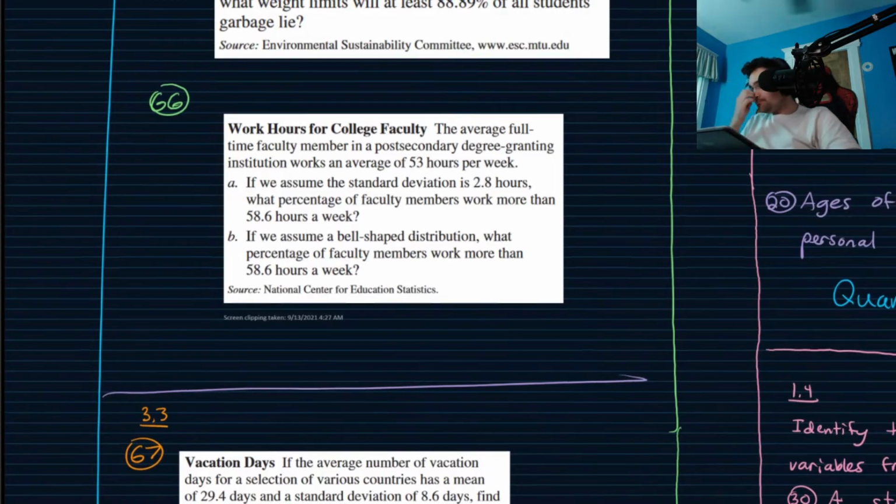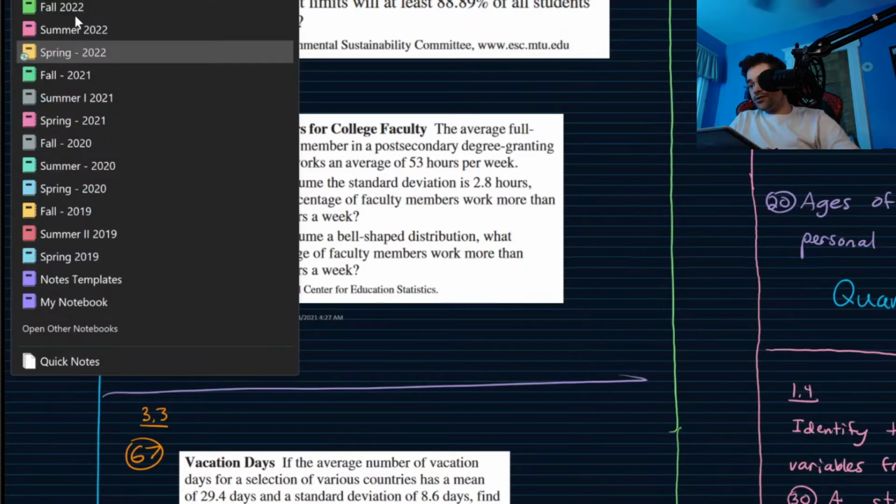Okay. And that's an empirical rule question because it's saying you have to know what the distribution looks like when it's bell-shaped and when it's not bell-shaped. So when it's not bell-shaped, Chebyshev. When it is bell-shaped, empirical rule. And then we come to the last section.